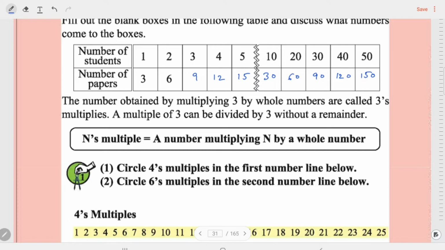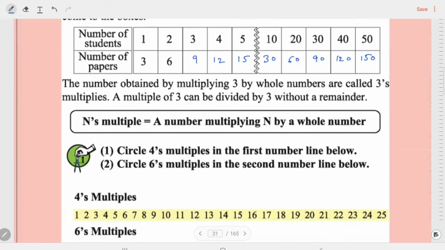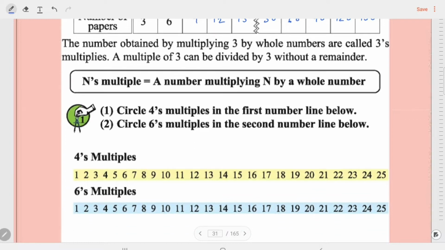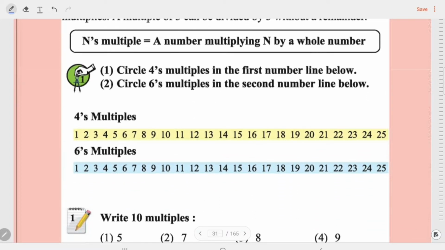Circle 4's multiples in the first number line below. Circle 6's multiples in the second number line below. We'll circle 4's multiples first. 4 2 is 8, 4 3 is 12, 4 4 is 16, 4 5 is 20, 4 6 is 24. If you carefully observe, the distance from here to here is the same, 4 plus 4. 3 numbers come in between. Likewise here also, the distance is going to be the same.